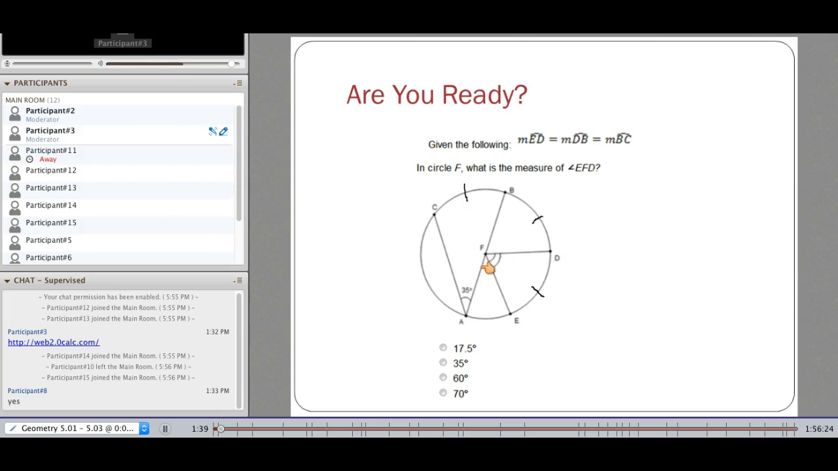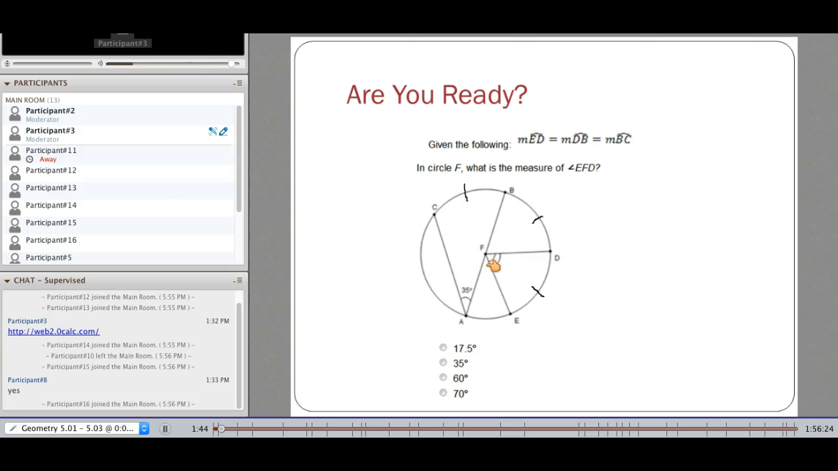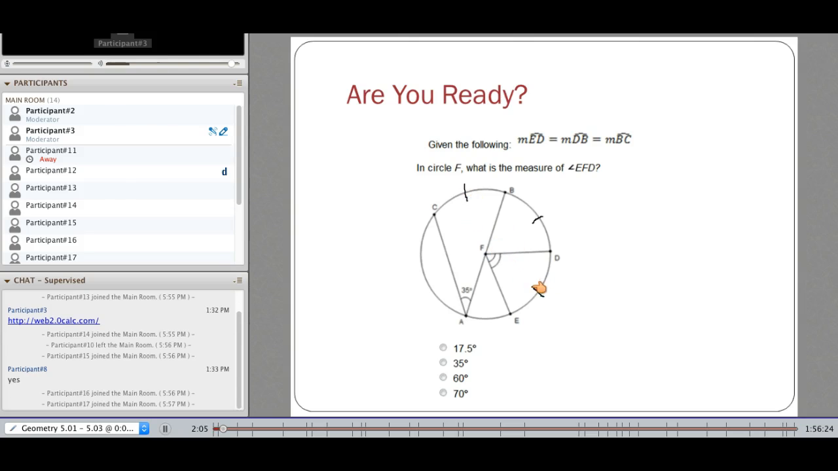So right here, this is a central angle. What is the measure of this central angle EFD? If we're given all of this information, that these arcs are congruent to each other, and also that this inscribed angle is 35 degrees, there are two theorems you have to remember here. You have to remember about the inscribed angle and the intercepted arc. There's a relationship between these two, and then also the central angle and its intercepted arc. So choose your answer, A, B, C, or D.